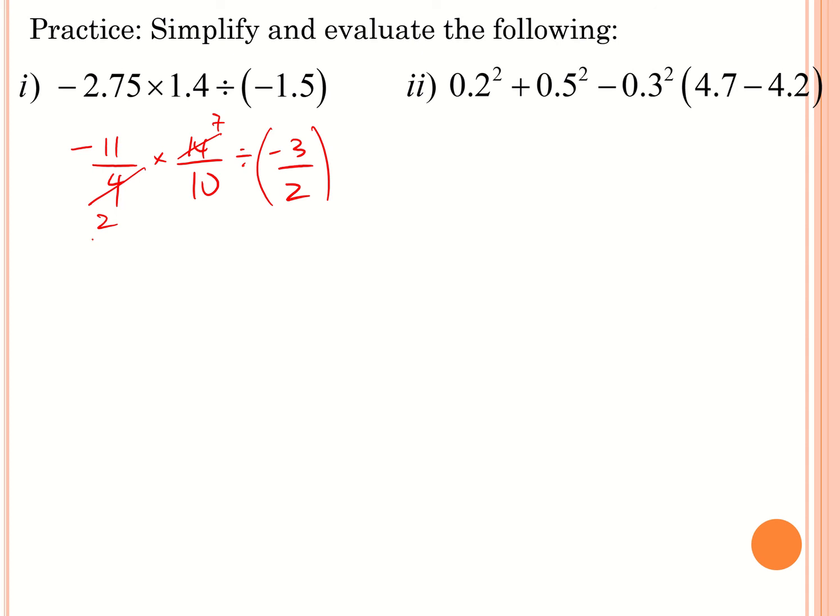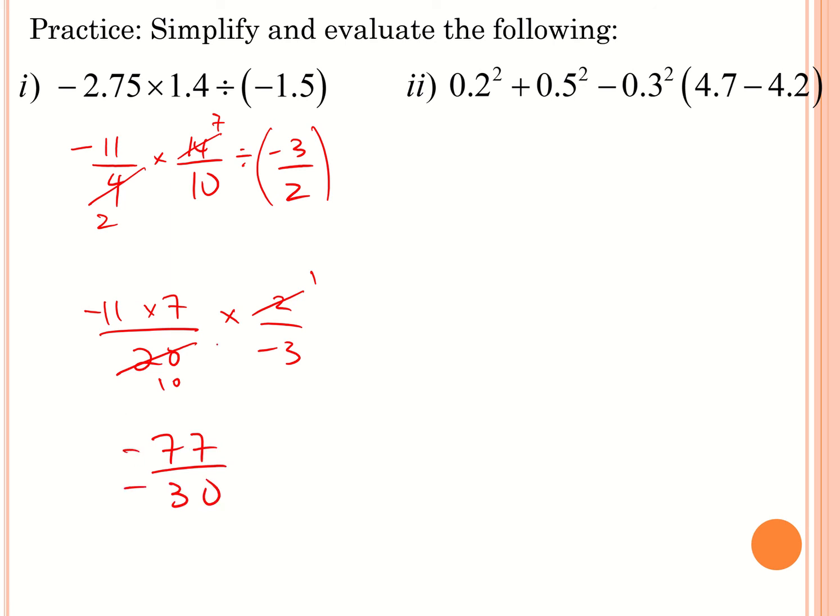And so altogether this becomes negative 11 times 7/20. And then this is division, so I'm going to change it to multiplication. Times it by 2/3. Okay. So this becomes negative 77. And then there's a negative 3 on the bottom. So the negative signs cancel out. The 2 and the 20 cancel out, it becomes 1 and a 10. So afterwards, this becomes 77/30. Again, they're supposed to be both negative. Since the negative divided by negative is positive, you keep your answer like this. Okay, 77/30.